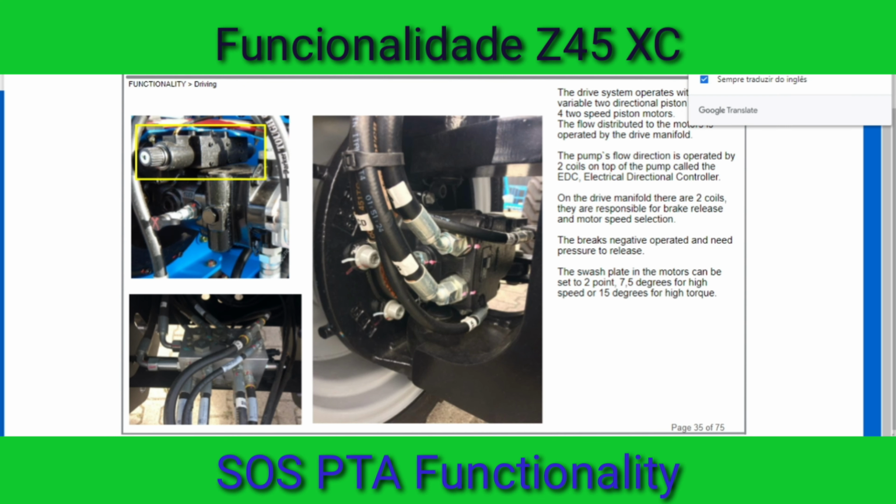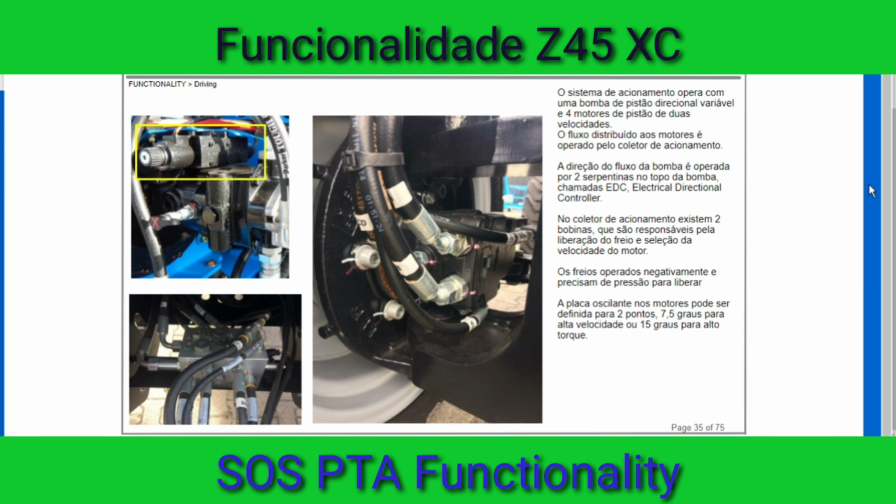The drive system operates with a variable 2-directional piston pump and 4 2-speed piston motors. The flow distributed to the motors is operated by the drive manifold. The pump's flow direction is operated by 2 coils on top of the pump called the EDC, Electrical Directional Controller. On the drive manifold there are 2 coils. They are responsible for brake release and motor speed selection.